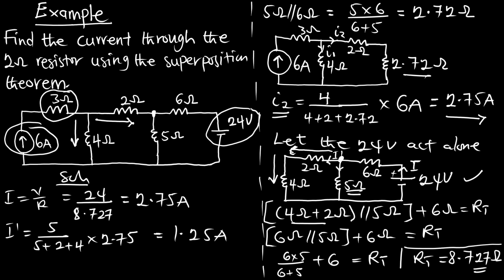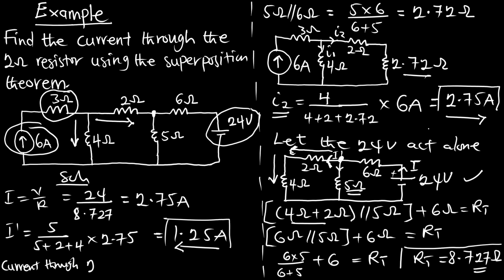What's the direction? When you look at the direction of the current produced by the 24 volt source, it is in this direction. So now we have the current produced by the voltage source through the 2 ohm. We also have the current by the current source through the 2 ohm. So one is to the positive side of the x-axis and one is to the negative side. So it is up to us to choose our direction.